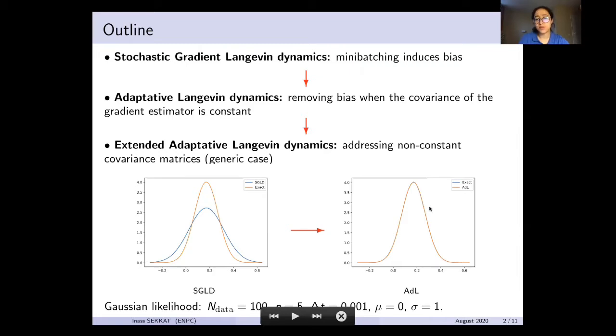Note that in this case, the covariance matrix is indeed constant, which is not always the case, as we will see later. This is why we introduce an extended version of the adaptive Langevin dynamics, which addresses the non-constant covariance matrix case, more precisely when the covariance can be decomposed in a finite basis of functions.